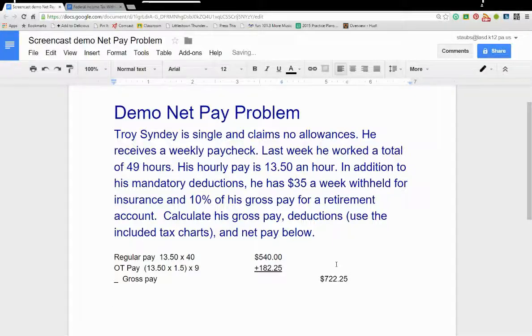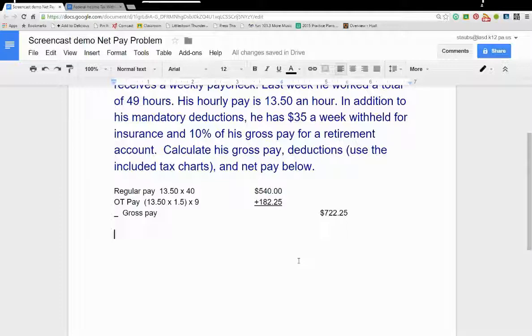And we know as an employee, there's mandatory deductions. There's at least 3 of them. There's federal income tax that has to be withheld. The state income tax is also taken out. And we can't forget about Social Security and Medicare. First, let's take care of Uncle Sam, the federal income tax.